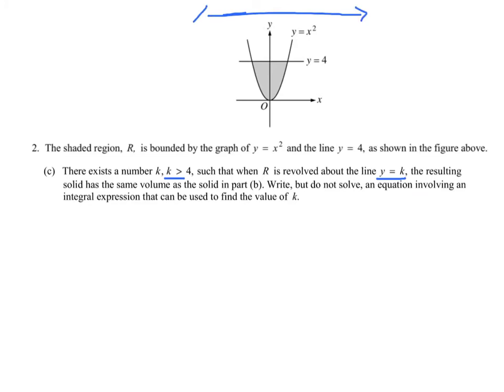And I'm going to say that line right there is y equals k. And what we're going to do is revolve this region around the line y equals k. By the time we get done revolving this region around the line y equals k, we're going to have the same volume as we did back in part B. Now, I know we didn't finish part B. The answer that I got for part B was 256 pi divided by 5. And I'm going to simply call that alpha b, just to shorten it up here.